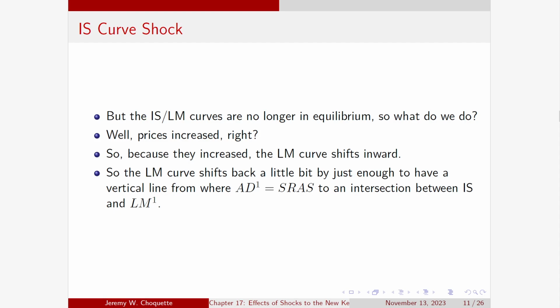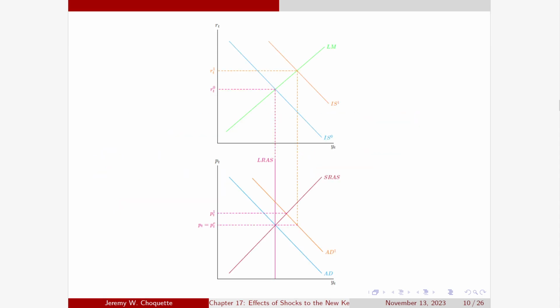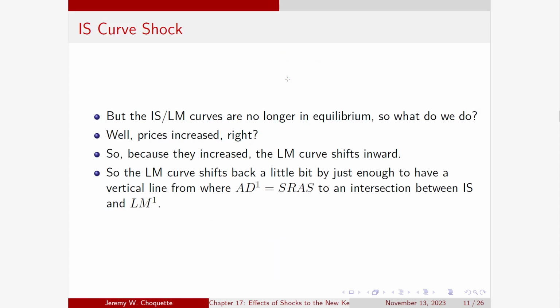But if we look, the IS and LM curves are now no longer in equilibrium. What do you mean? It's like, of course they are. Well, actually, no, they're not. So here, at this level of output, they are in equilibrium, but we're not at this level of output. We're over here. Because remember, we've got to be in an equilibrium in the aggregate demand, aggregate supply space. So if we draw a dotted line up, well, there's an LM curve here, but there's no IS curve. So what has to happen?